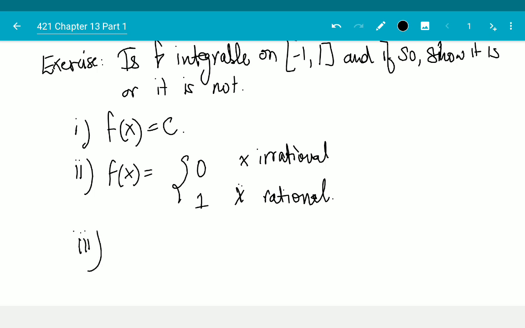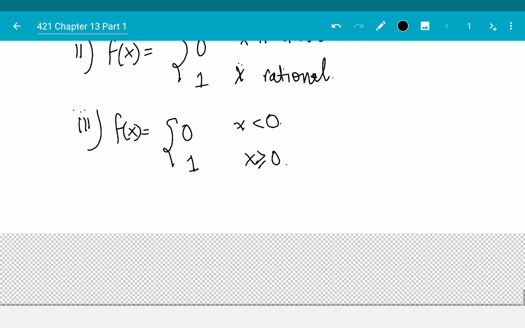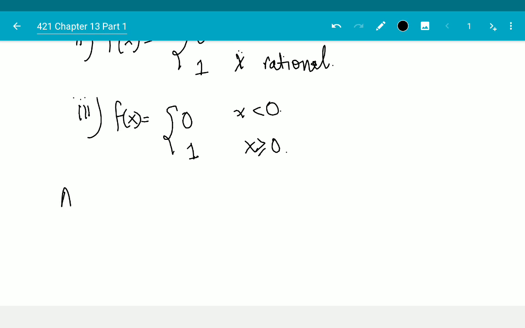Does anything change? And third, f of x is equal to 0 for x smaller than 0, and 1 for x greater than or equal to 0. Okay, so I am going to show the answer to 3. I'm not going to do all of them. I'm just going to show you the answer to 3 because this will show you how to prove such a problem. If I had to show a function is integrable, it suffices to show there is a partition.